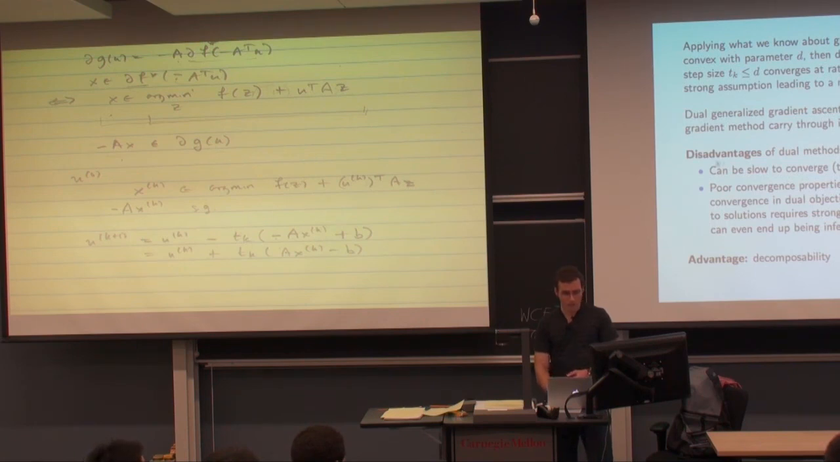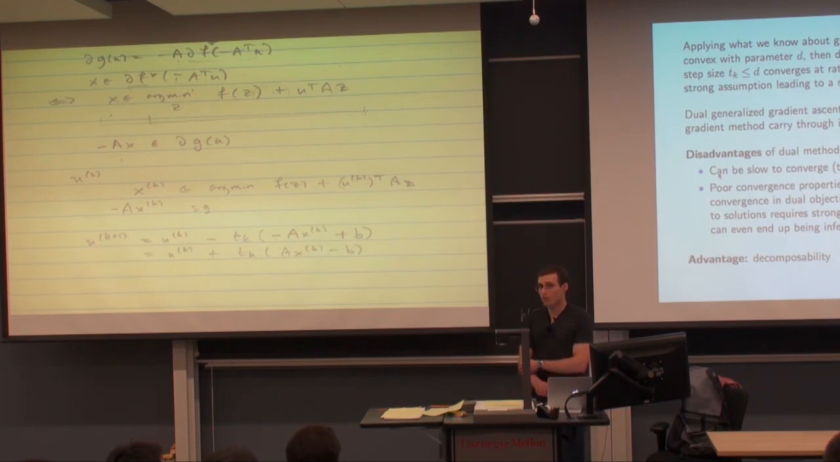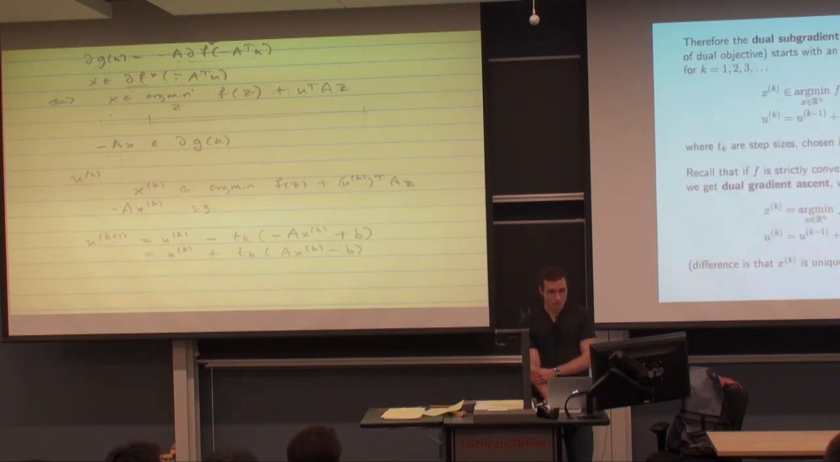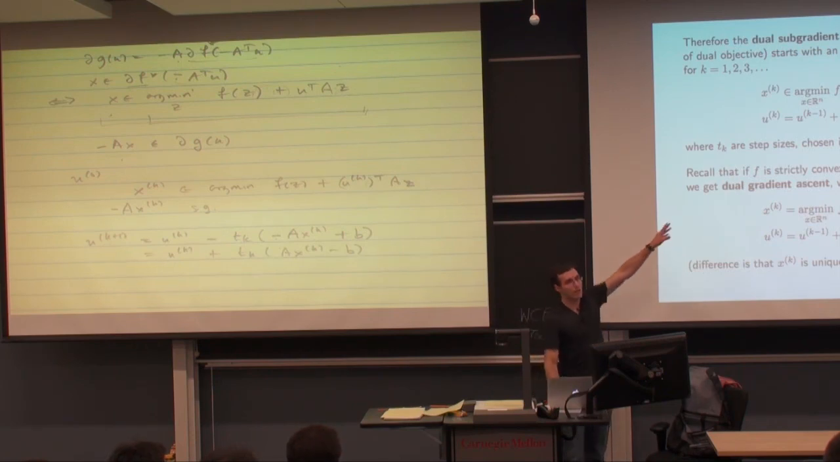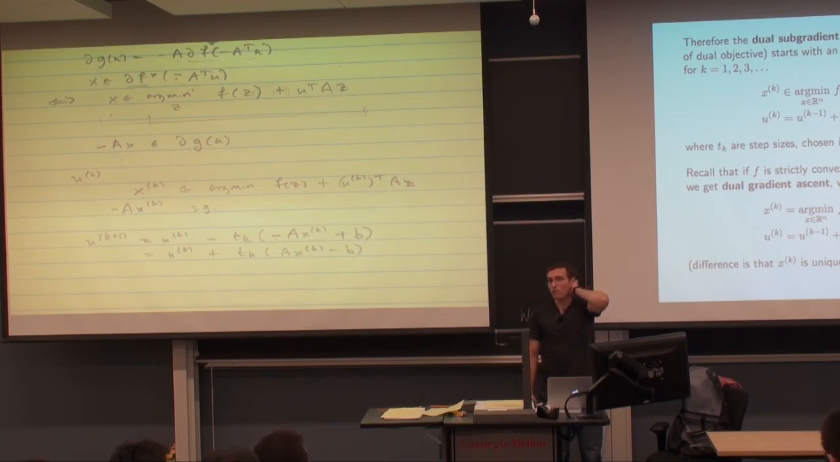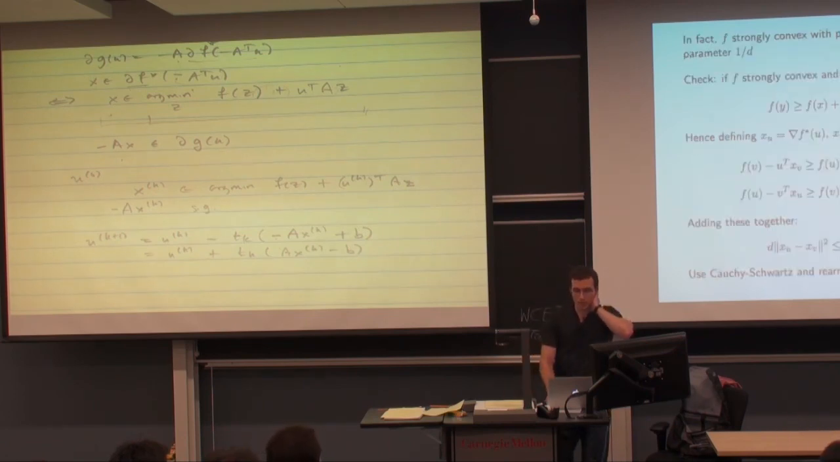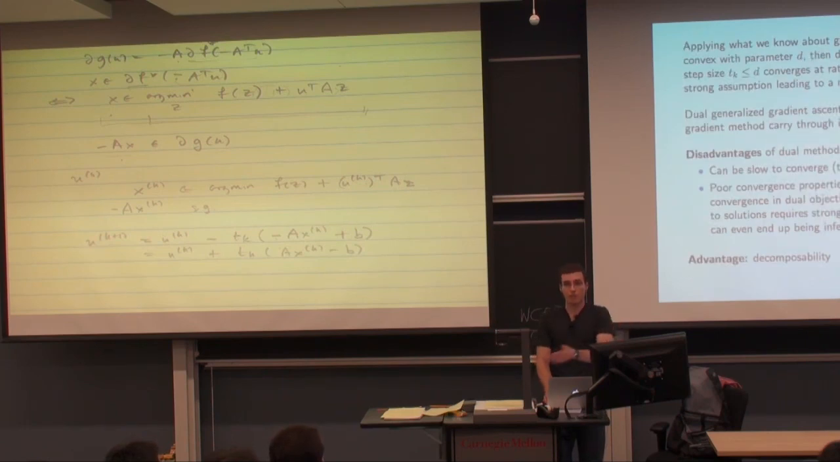So what are the disadvantages of dual methods? I kind of mentioned them already. They can be slow to converge. If you think of the subgradient method, if I have f that's convex in general, I am just doing subgradient ascent in the dual. Unless f is strictly convex, I'm doing the subgradient method. That's pretty slow to converge. Even with pretty strong assumptions, like strongly convex, I still get a 1 over k rate. So it's not a very fast method.